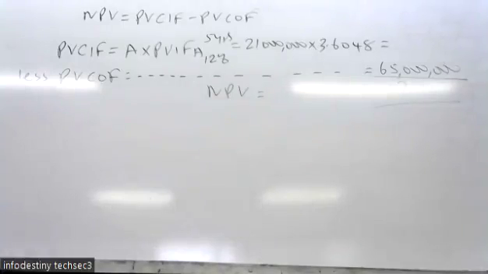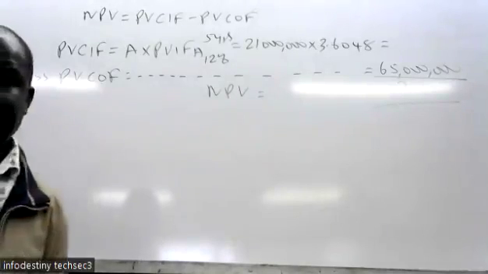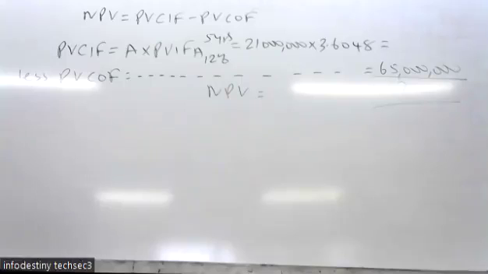Now this one will come in March. So that should give us now the net present value. It is either positive, or if it is negative, we reject. If it is positive, we accept.